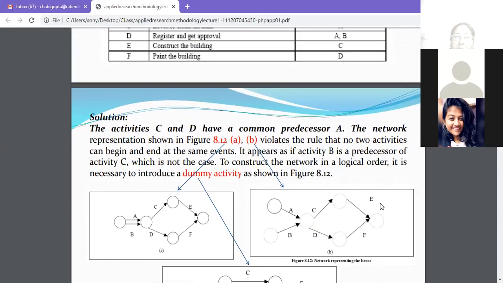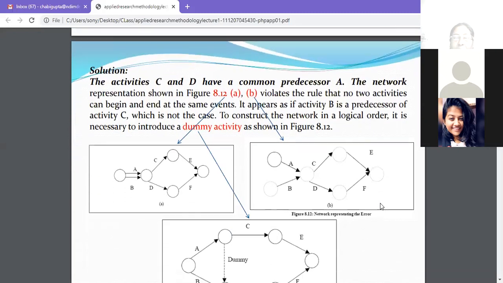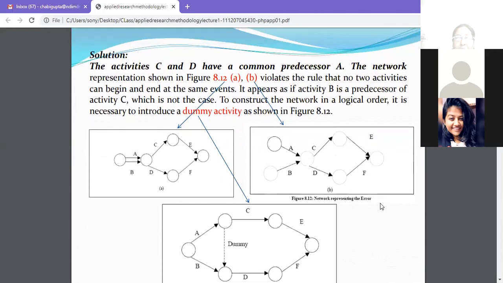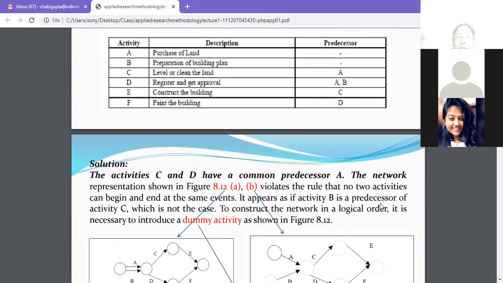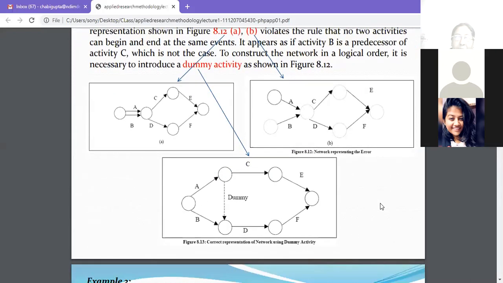Yes, ma'am. Let's go back to the question. Move forward. D is coming out of A and B. E is coming out of C. Look at here, E is coming out of C. And F is coming out of D. F is coming out of D. Clear?